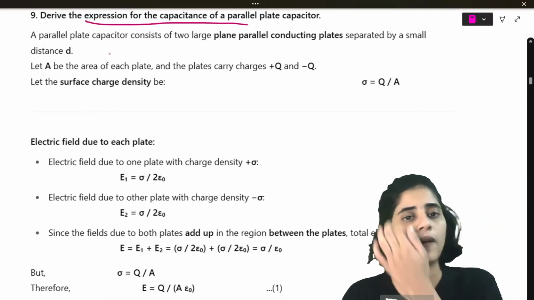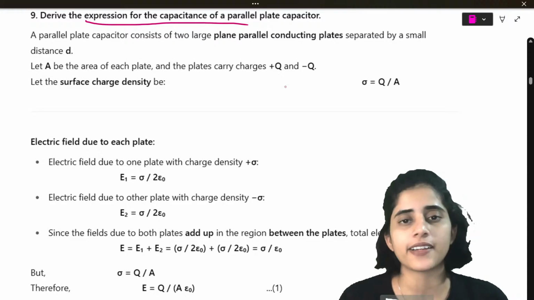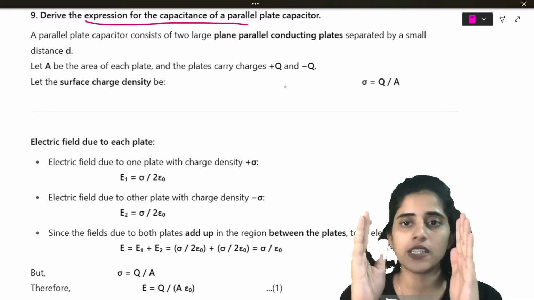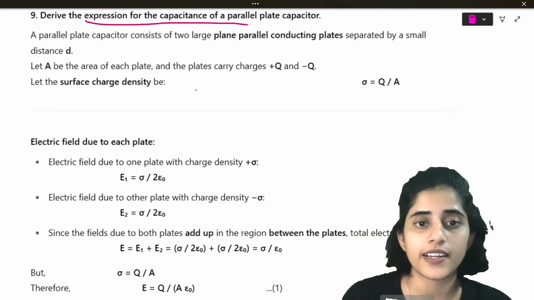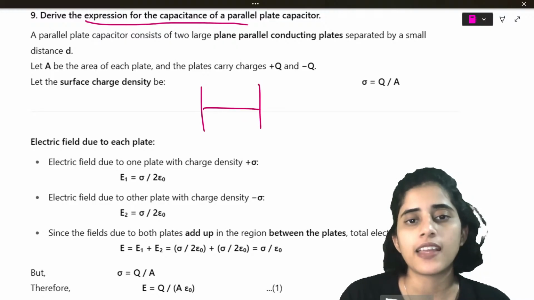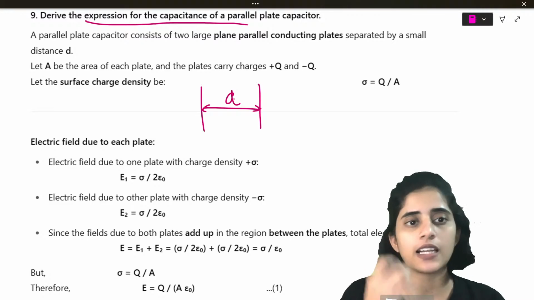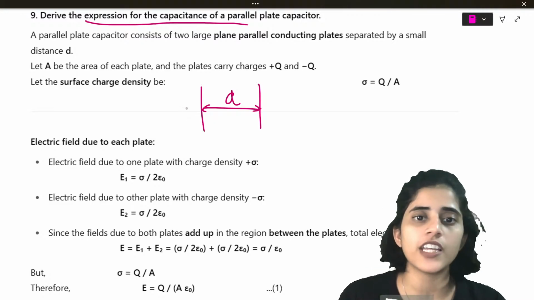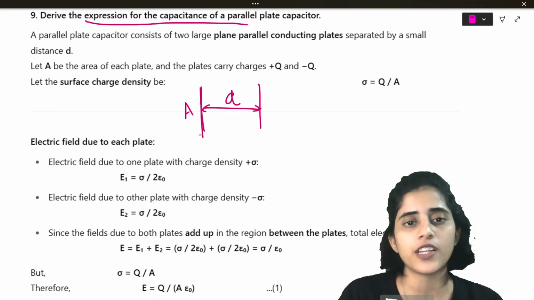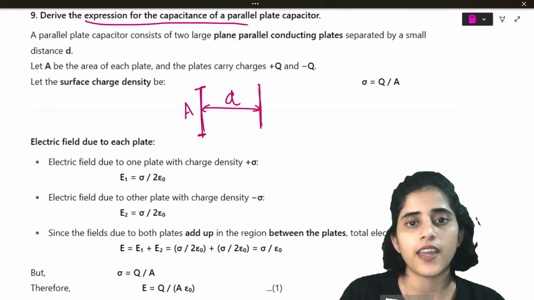So a parallel plate capacitor, what is a parallel plate capacitor? It has two parallel plates. These two plates are conducting plates. And these plates are separated by d. Now let A be the area on each plate. Okay, let the area on each plate be A.